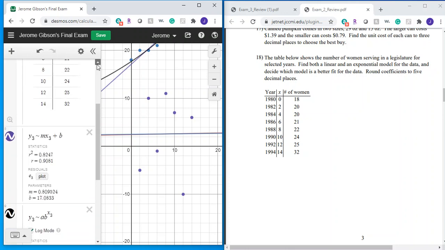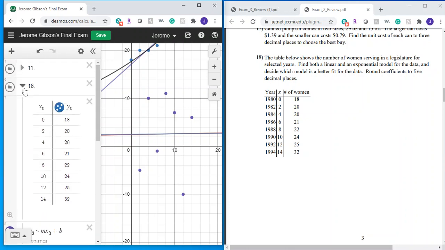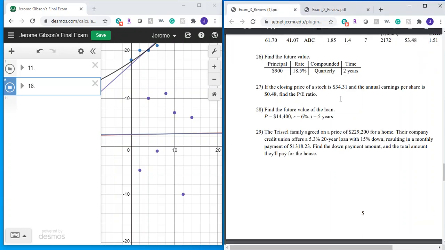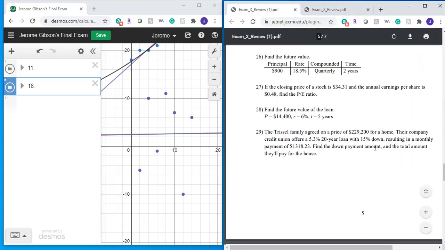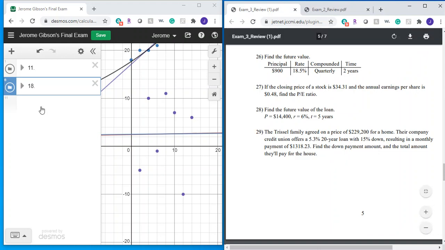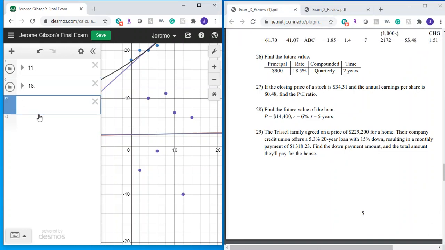And we're done with this problem. Okay, now I want to go to exam 3, and I want to do the monthly payment, which I think would be a good problem to add. So we'll click down to the next line. We'll add a folder. And it turns out that this problem is problem 29.